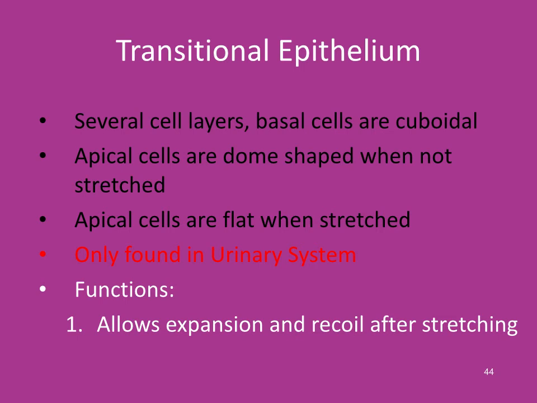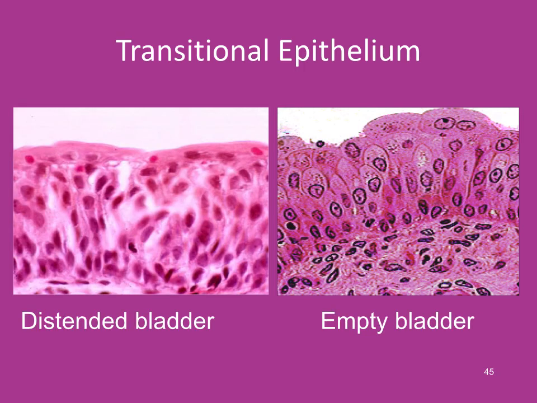You need to look at a bunch of bladder slides so you know what you're looking at. Okay? It's only found in the urinary system. These cells on top are flattened out when the bladder is all stretched out. What's its function? Simply to allow for expansion and recoil. Here's the picture. Here's the distended bladder. You notice all the cells are pretty flattened out. Here's the empty bladder with a couple of big dome cells up on top. I can't give you more hints than that.